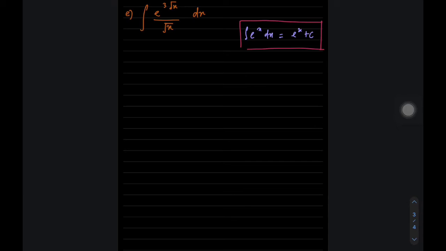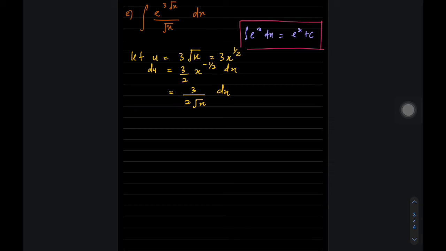Now we move to the example part E. How to integrate this function? First step, we let u equal 3 square root of x. It's better for you to put 3 square root of x in terms of 3x power of 1 over 2. Then differentiate u, so you will get 3 over 2 x power of negative 1 over 2 dx. Or we can rewrite as 3 over 2 square root of x dx.